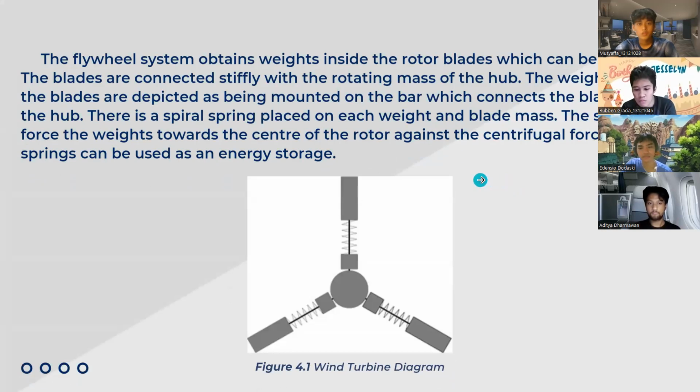The flywheel system contains weights inside of the rotor blades, which can be adjusted. These blades are connected stiffly with the rotating masses of the hub. The weights inside the blades are depicted as being mounted on a bar, which connects onto the blade itself within the hub. Then there's a spiral spring inside, placed in the blade masses. The spring forces the weight towards the center of the rotor, which goes against the centrifugal force, and the spiral springs can be used as an energy storage system.